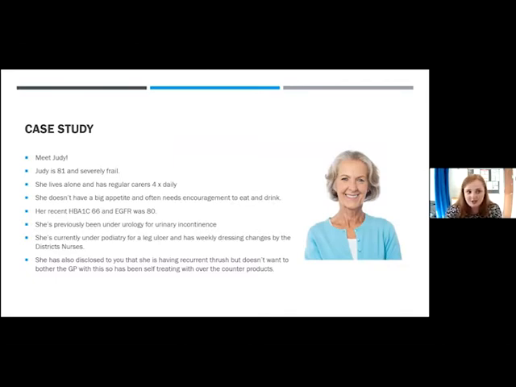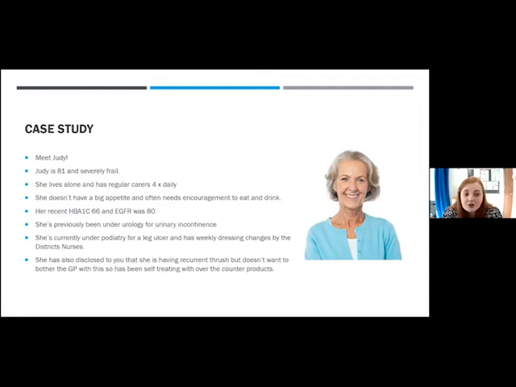So meet Judy. Judy is 81. She's severely frail. She lives at home and she does have regular carers throughout the day. She doesn't really have a big appetite. She doesn't tend to eat and drink without encouragement. But you can see from her blood results that her HbA1c was 66 and her EGFR was 80.